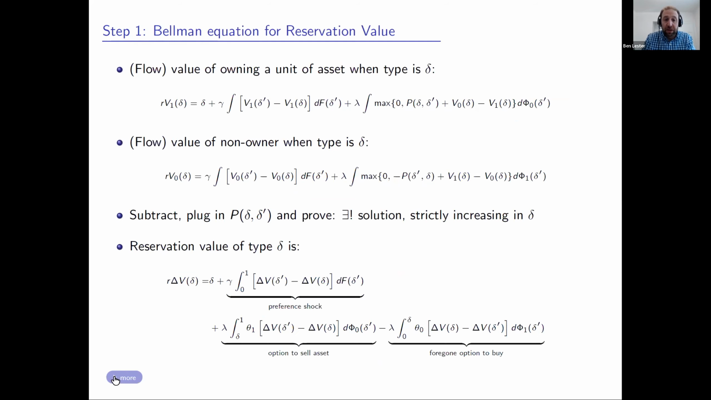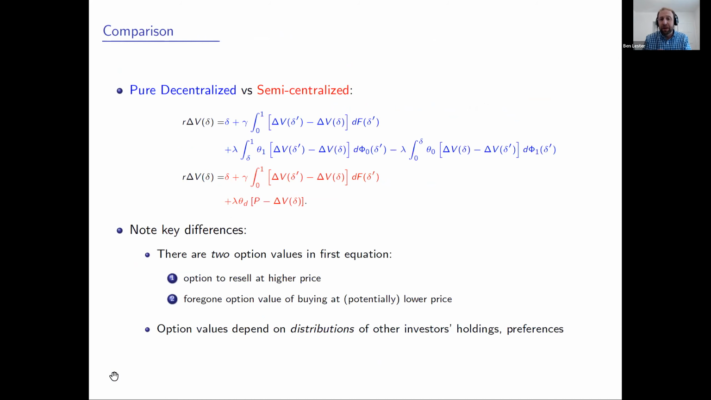Okay, so the last thing, so we characterized these reservation values here in a pure decentralized market. I just want to compare these with what you saw last week. So the one in red is the reservation value that Pierre derived last week in a semi-centralized market. The one in blue is the one that I just derived.